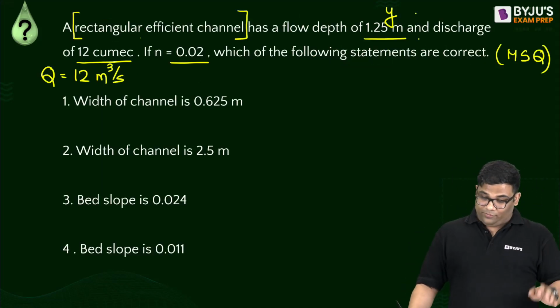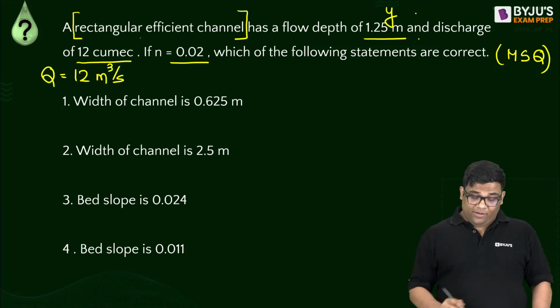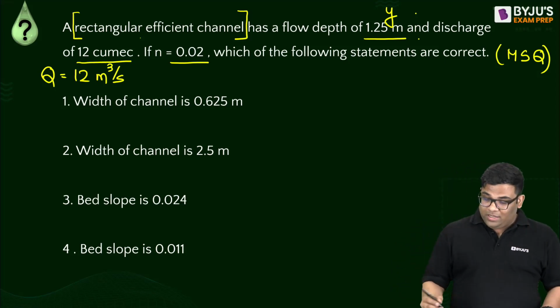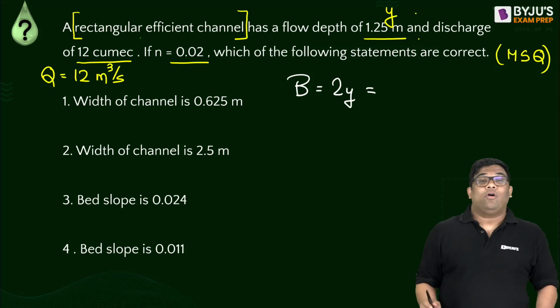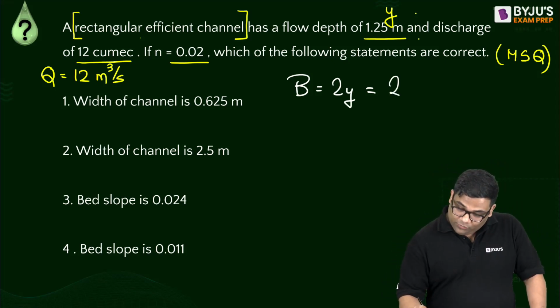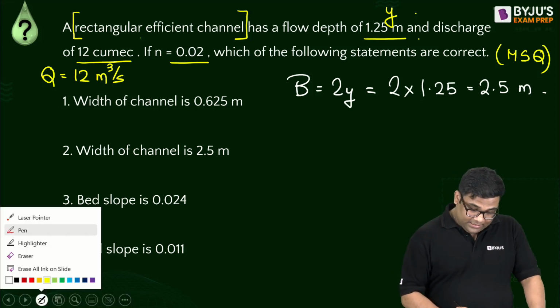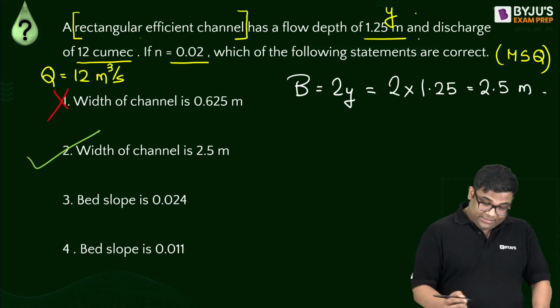So let us come to this equation. It is written the width of the channel is 0.625 and width of the channel is 2.5. Which one is correct out of this 1 and 2? We know that width is 2 times of Y for a hydraulic efficient rectangular channel. So 2 into Y, with Y given as 1.25, is 2.5 meter. So out of this 1 and 2, this 2 is correct and 1 is wrong. Now we have to see the bed slope.